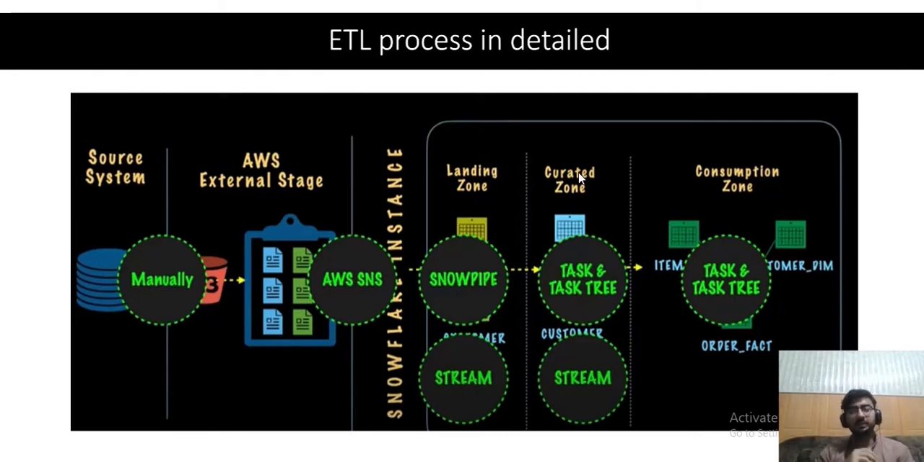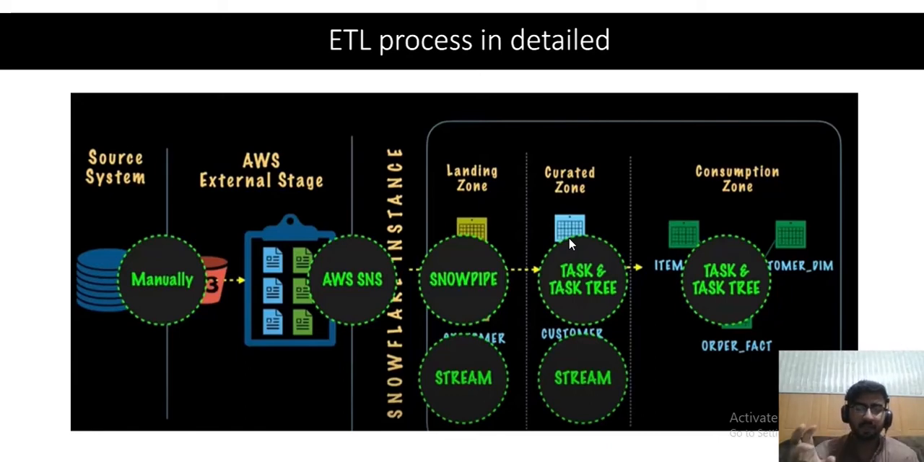Now let's come to curated zone. So curated zone is basically the transformation layer inside Snowflake. In order to transfer all of your data from landing zone to curated zone, we can use CDC. And CDC is basically a combination of task and stream. All right. So basically task and task tree.